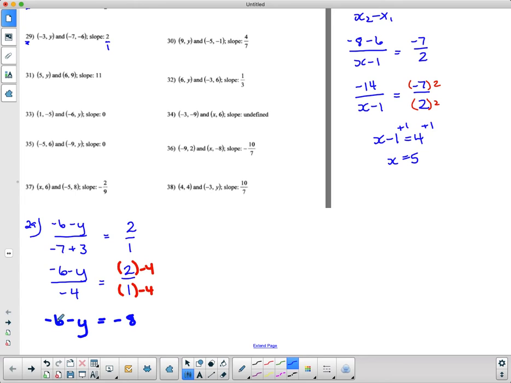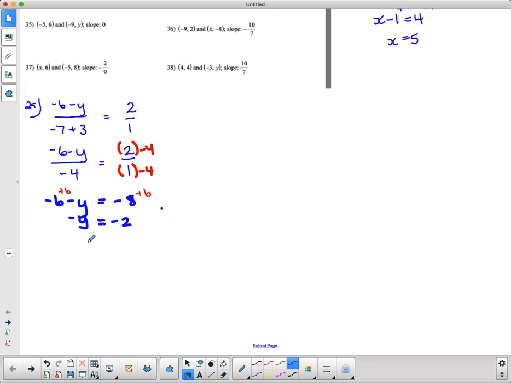So now I'm going to add 6 to both sides. So negative y, maybe I'll write that in. We're going to add 6 to both sides. And I get negative y equals negative 2. Which means that y has to equal, let's just extend the page here, means that y is going to have to equal positive 2. So we found that answer.